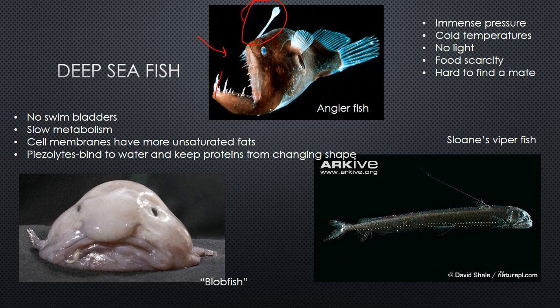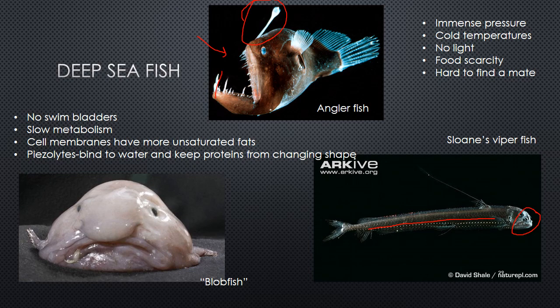Sometimes you can see, right here with our Sloane's viperfish, he has some bioluminescence along its lateral line. He can use that to attract mates. And again, the viperfish has those huge teeth, so if it has the opportunity to catch its prey, it doesn't want to miss out.